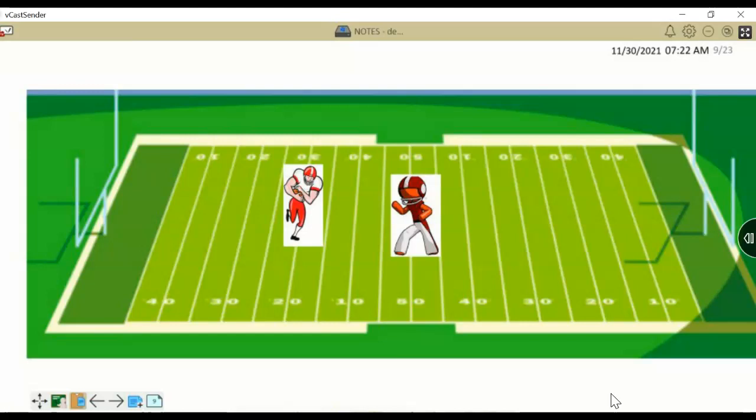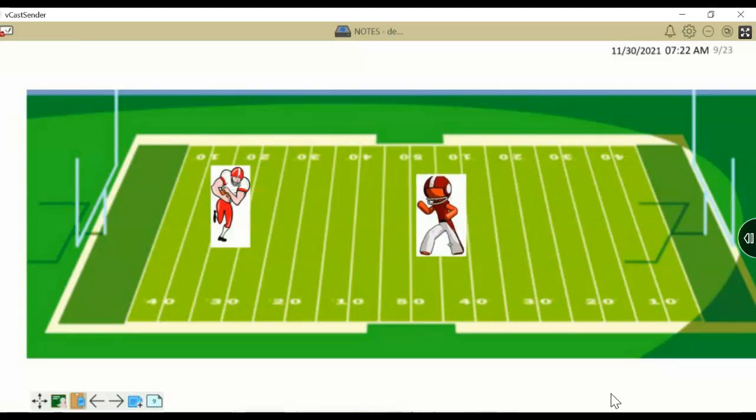So here is just a simple illustration to illustrate independent and dependent. This guy over here has the ball and is going to try to run to the other side. This guy is the defender and he is going to try to stop him. This guy can run anywhere he wants.